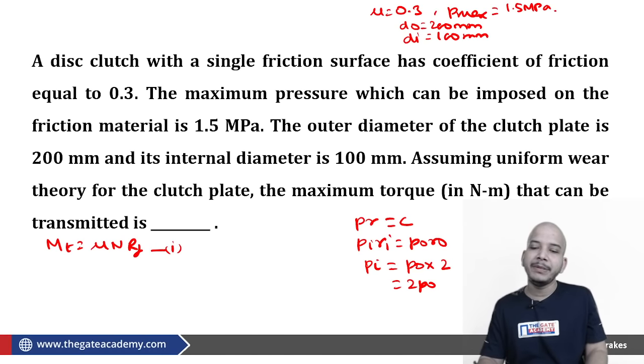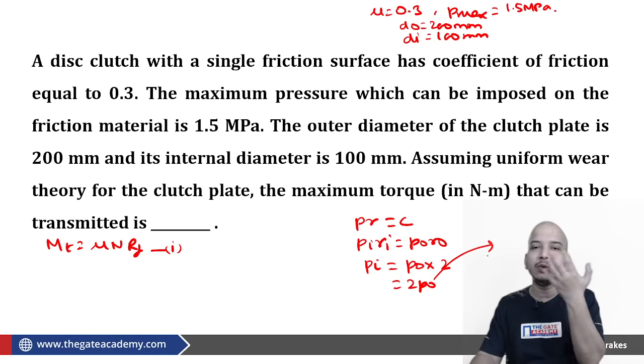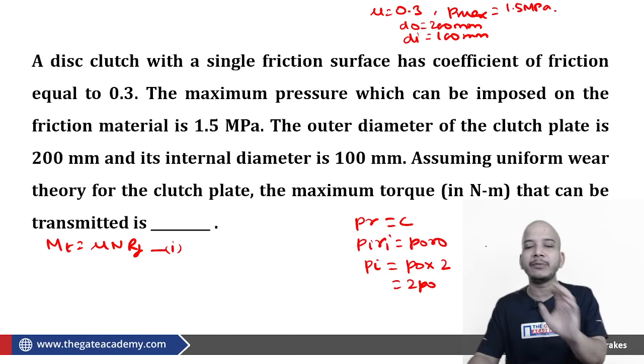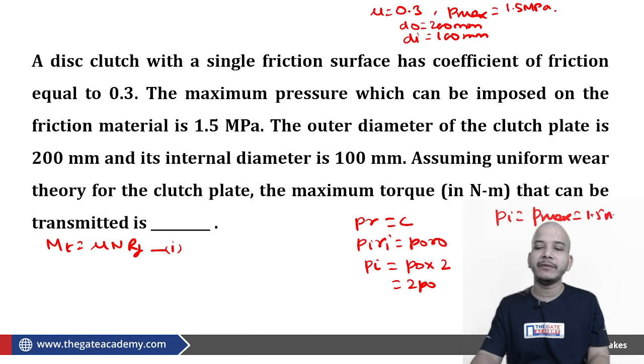Basically PI is definitely greater than PO. So if by mistake you take PO to be 1.5 megapascal, then PI will become equal to 3 megapascal, which is not possible. Here they are telling you that the maximum allowable pressure is 1.5 megapascal itself. So from here you can understand that PI is the P maximum, and it is equal to 1.5 megapascal.